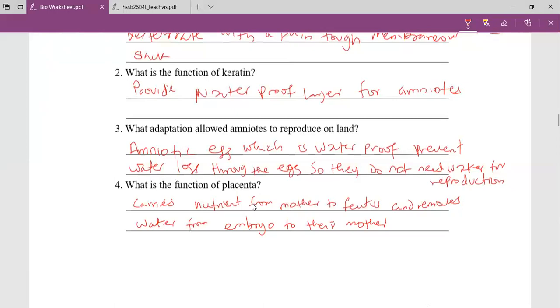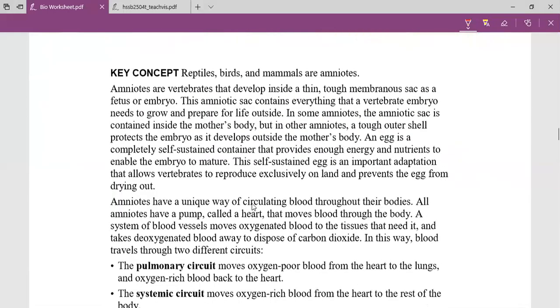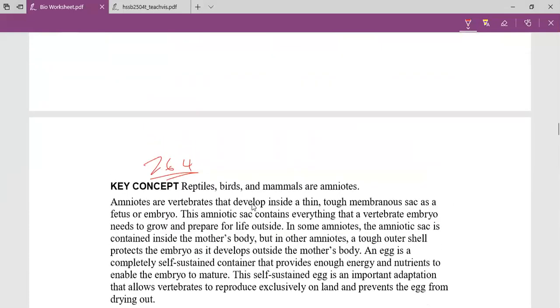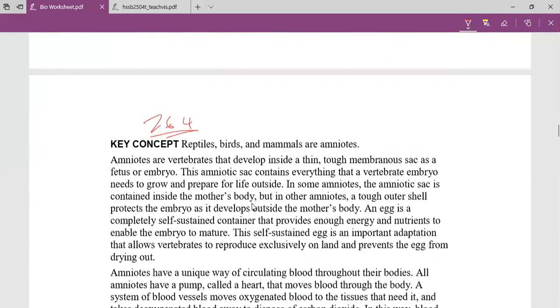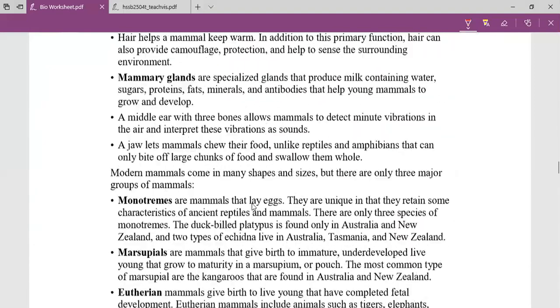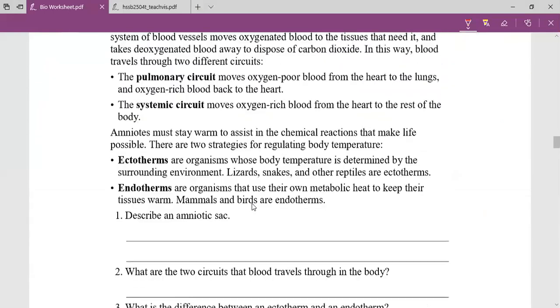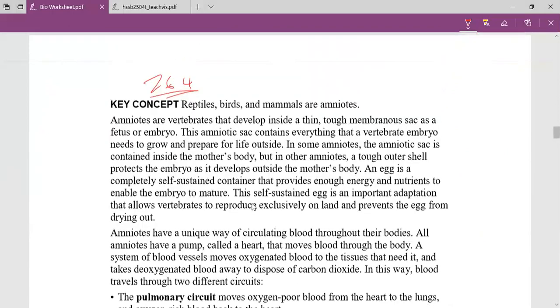Are you there? Okay, now let's proceed. Reptiles, birds, and mammals are also amniotes. So what's the system? I don't know. Vertebrates or not? I think it's 26.4. It is, yes, no. 26.4, right? No, mammals. This is not mammals. Next. Do we have mammals separately? No. Sorry, no. We just have amniotes. Next.